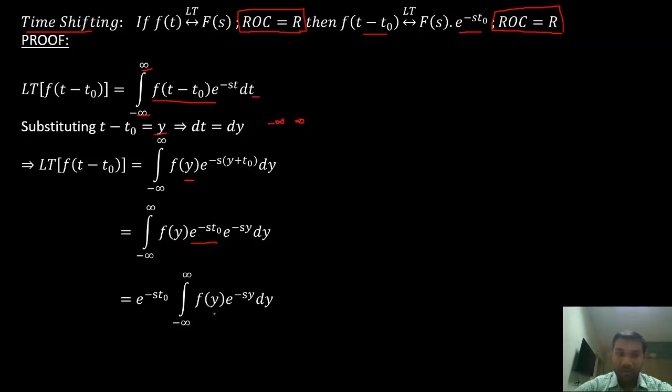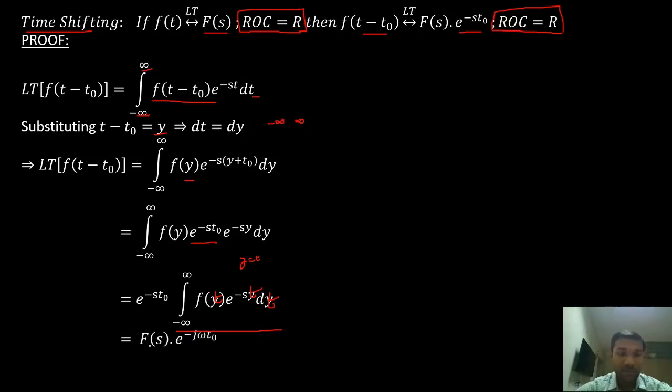Now y is just a dummy variable, right? Now I'll just replace y equals t. What happens? f of t e power minus st dt, right? So what is this entire integral? It is nothing but the Laplace transform of f of t. What is the Laplace transform of f of t? It is F of s.